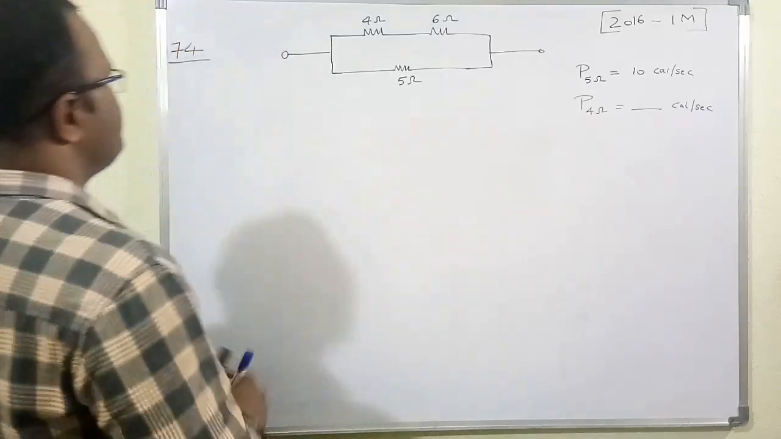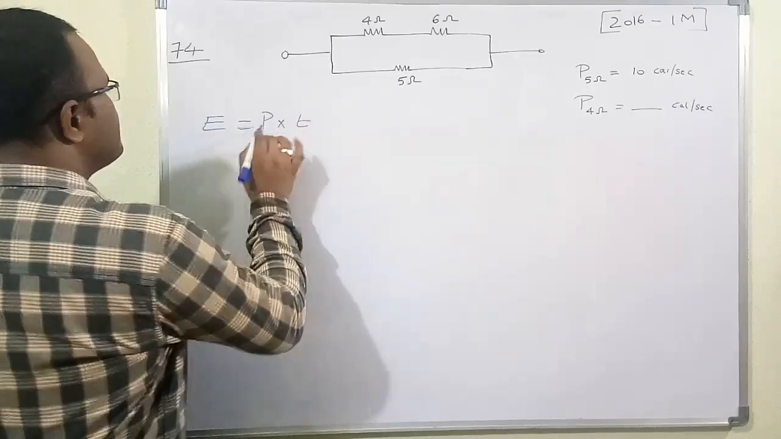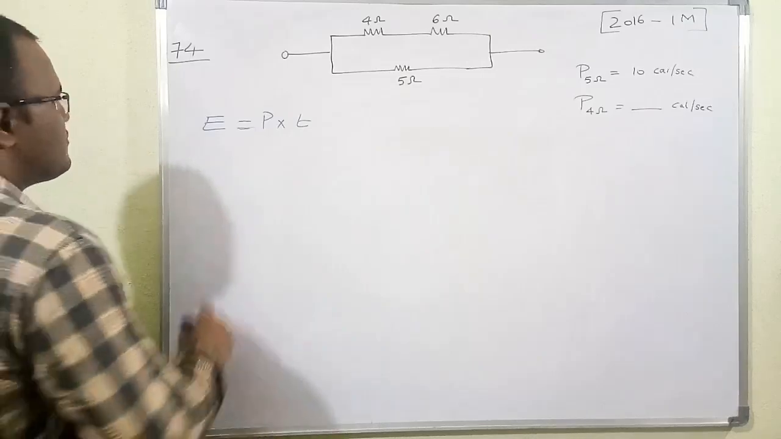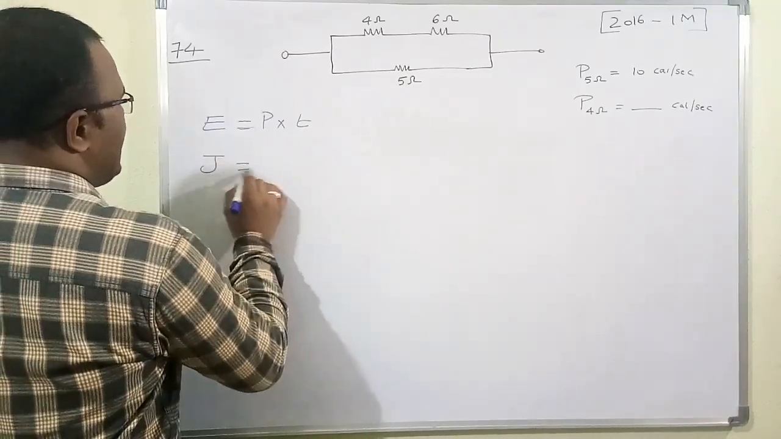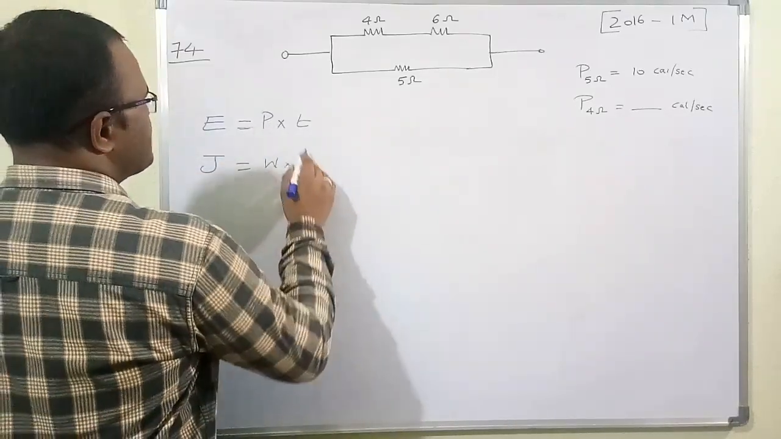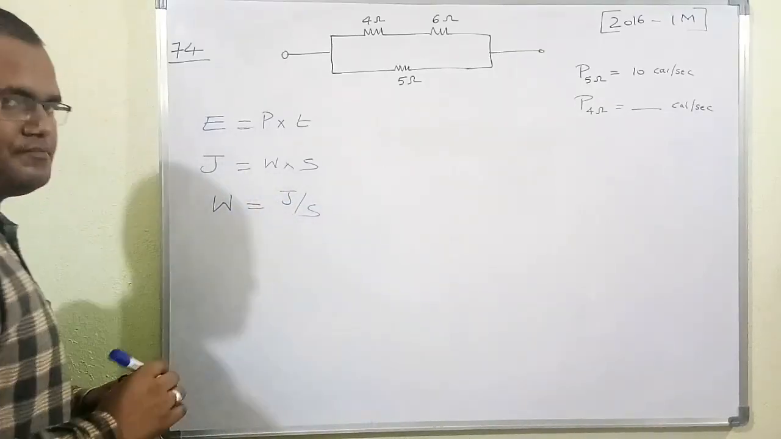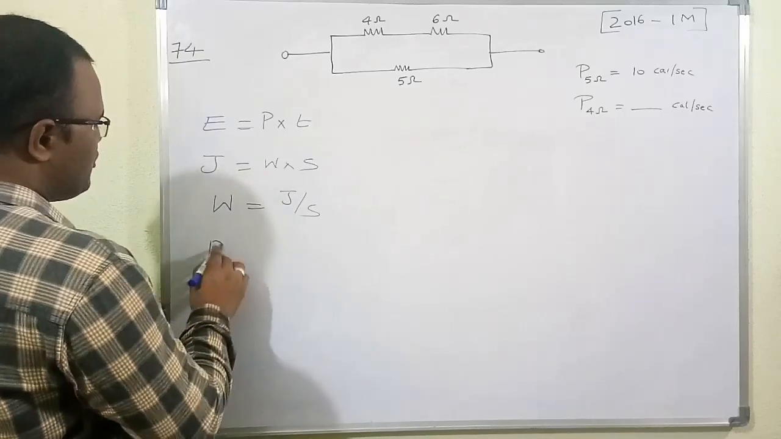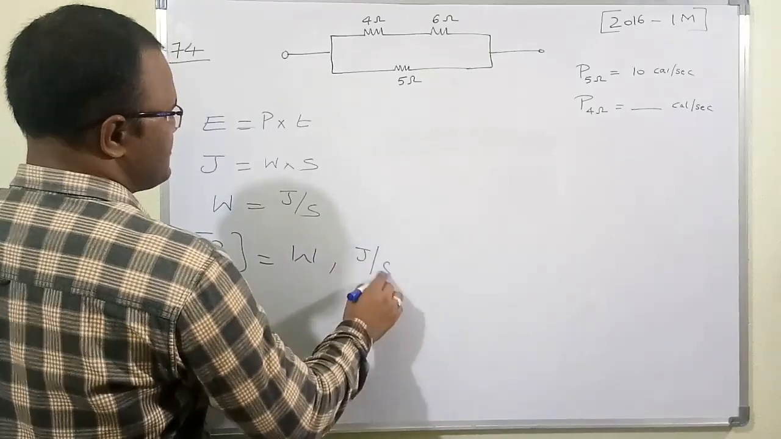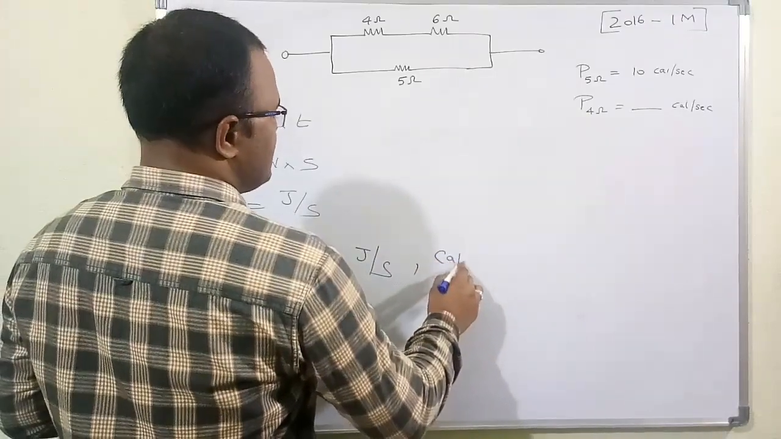If you see carefully, energy is equal to power into time. So in the SI system, the unit of energy is joules, and the SI unit of power is watt, and time is in seconds. So therefore, watt is equal to joules per second in the SI system. Means the unit of power is watt or joules per second, and there is also another unit in another system, which is calories per second.